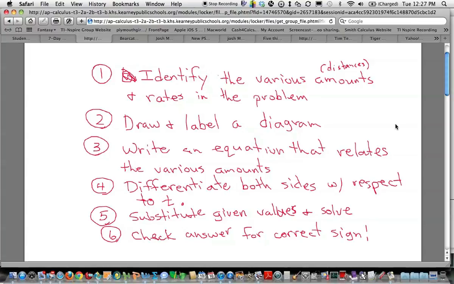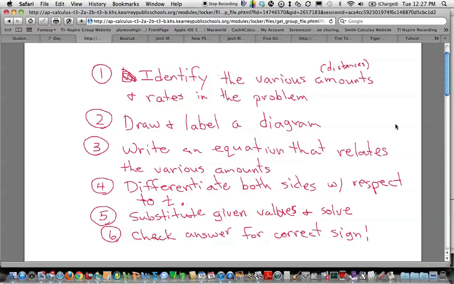Now, again, this is just something that I wrote last year, and I don't know if it's complete. There might be some changes you would make here. For example, number one, identify the various amounts or distances and rates in the problem. This would be like problem 4 and problem 7 I'd be talking about now in the book. Number two, draw and label a diagram.